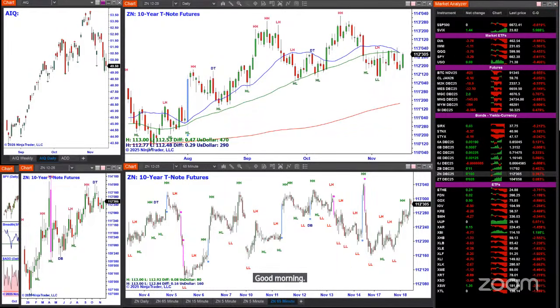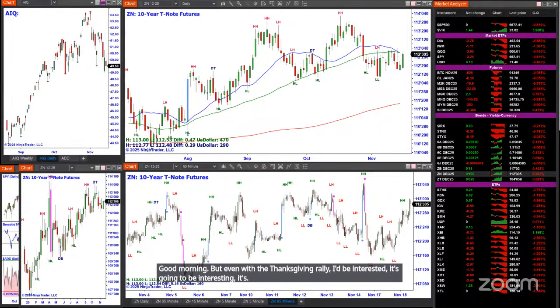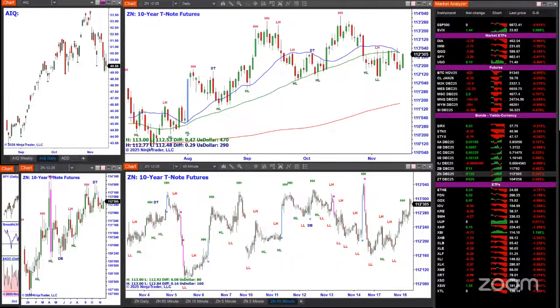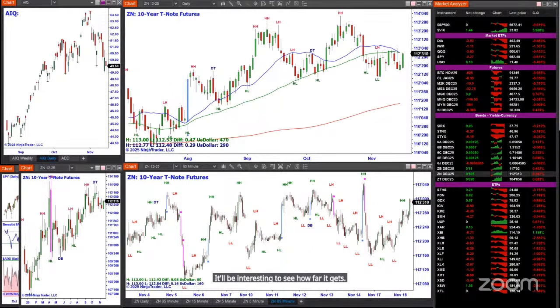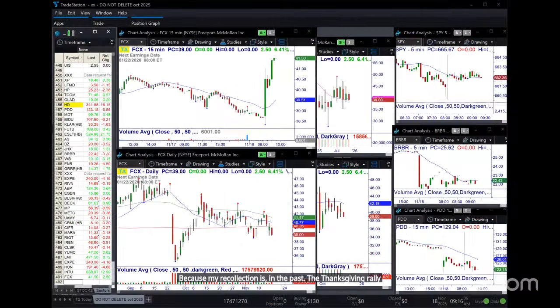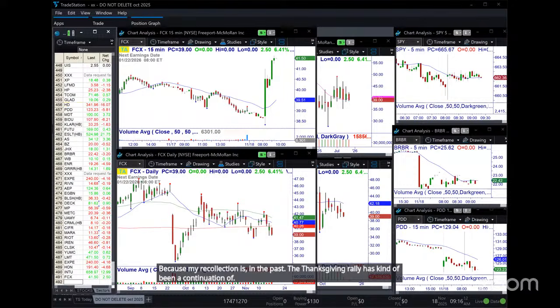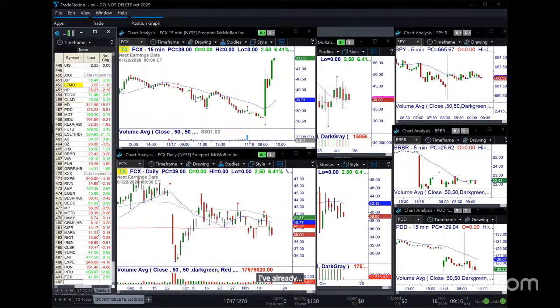But even with the Thanksgiving rally, it's going to be interesting. It's already next week, right around the corner, but even with the rally, it'll be interesting to see how far it gets. Because my recollection is in the past, the Thanksgiving rally has kind of been a continuation of an already prior bullish time. We'll see. We'll just trade the charts like always.